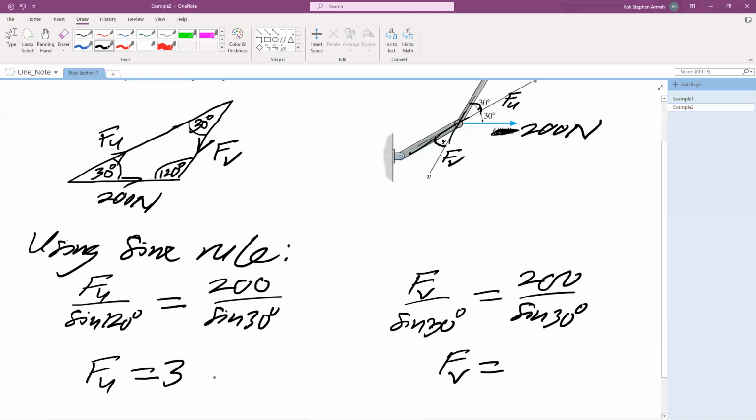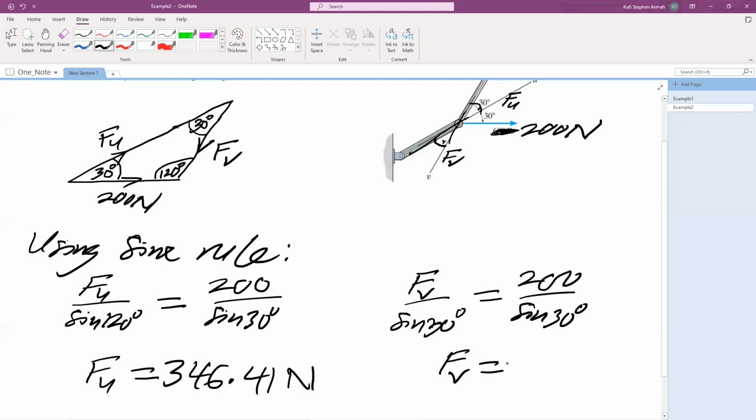And I will tell you this is a very practical thing. Even though the resultant is 200 newtons, look, we are getting a force that the 200 newtons is generating that is more than 200 in each of the bars. Let me write it to 2 decimal places: 346.41 newtons.